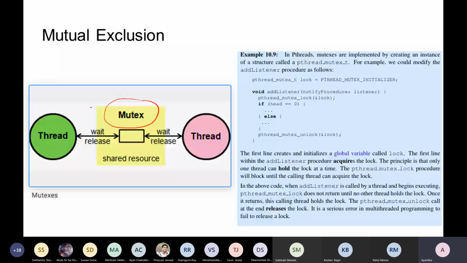Especially, it is mainly important when we are writing to some shared variables. If all are reading, then that is okay. No need to think much about it. But when there is a concurrent reading and writing requirement, then at that time this mutex or mutual exclusion implementation is a very important requirement.